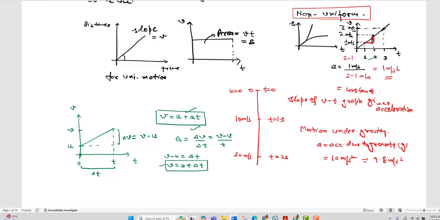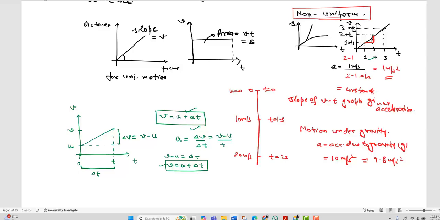So how to read this? Now listen carefully. I am saying that I have a particle whose initial velocity is u, and it is undergoing a constant acceleration a. I am saying constant acceleration a. Then after time t, it will achieve a final velocity v. Got it? Initial velocity is u, and if it is undergoing an acceleration a, then after time t, it will achieve a final velocity v.